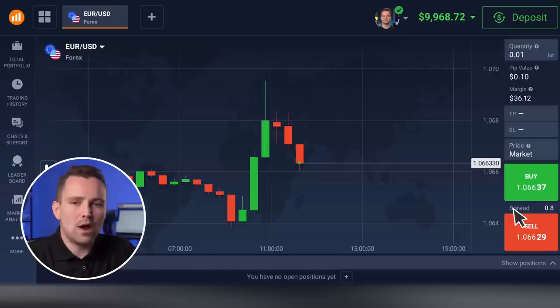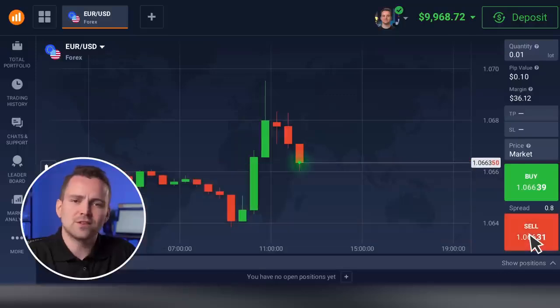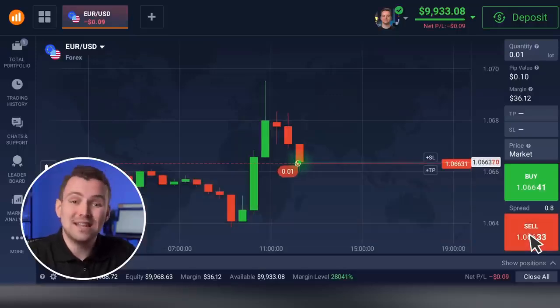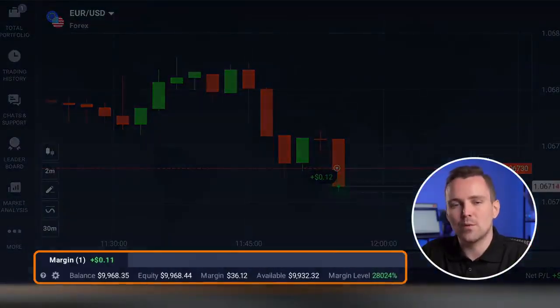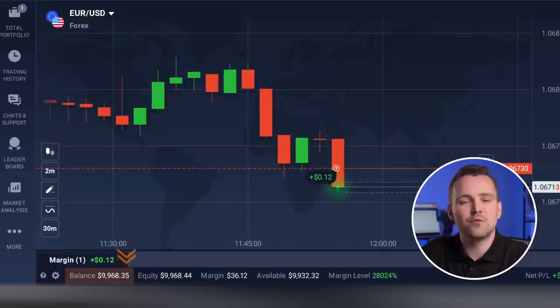Once you have decided where the price of the selected asset will move, click Buy if you think the price will increase, or press Sell if you believe it will decrease in relation to the opening price. Once you have confirmed opening your margin position, you will see some additional information below the chart. Let's take a quick look at these parameters. Balance. It's your initial balance before opening a margin position.